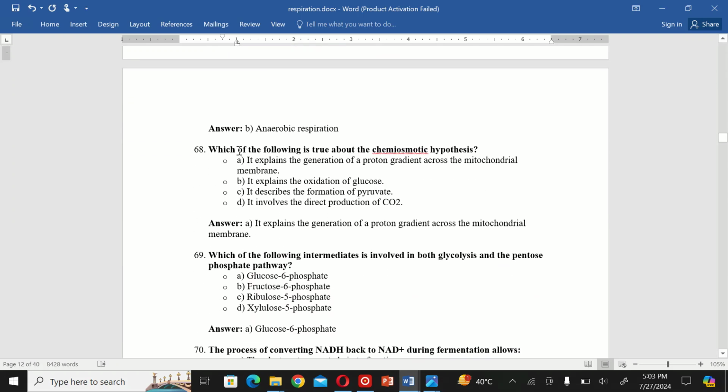The next MCQ is: which of the following is true about the chemiosmotic hypothesis? A. It explains the generation of a proton gradient across the mitochondrial membrane. B. It explains the oxidation of glucose. C. It describes the formation of pyruvate. And D. It involves the direct production of CO2. So the correct option is A.